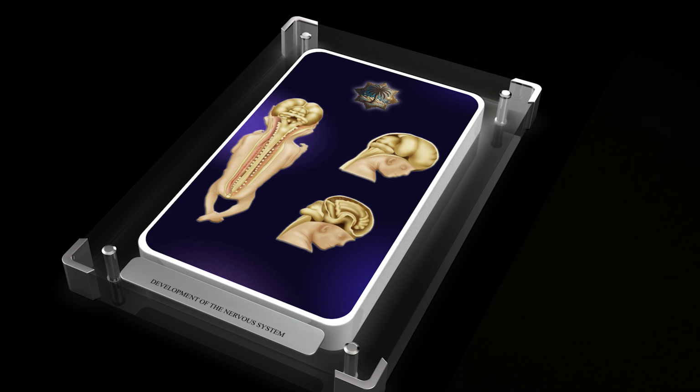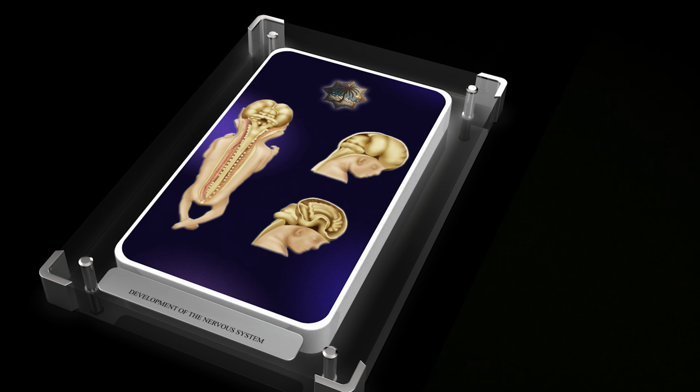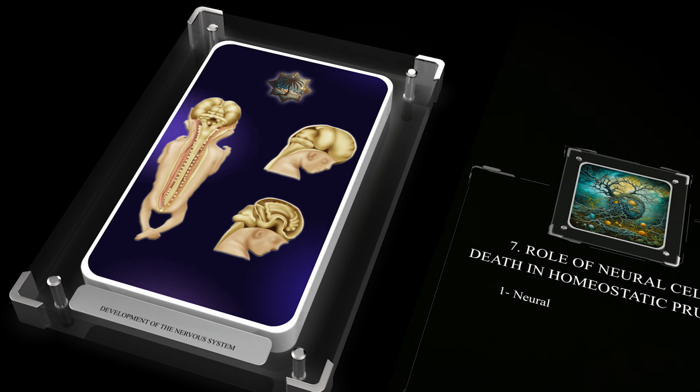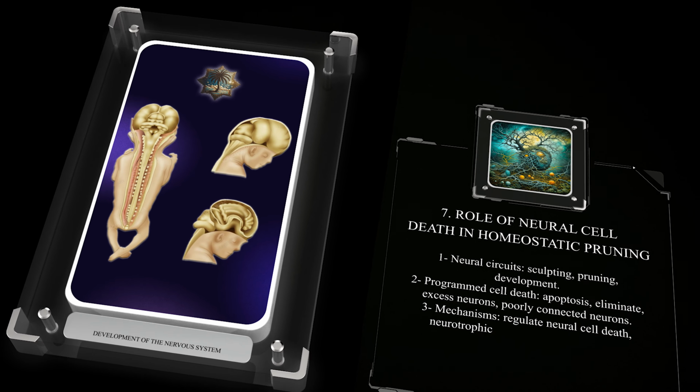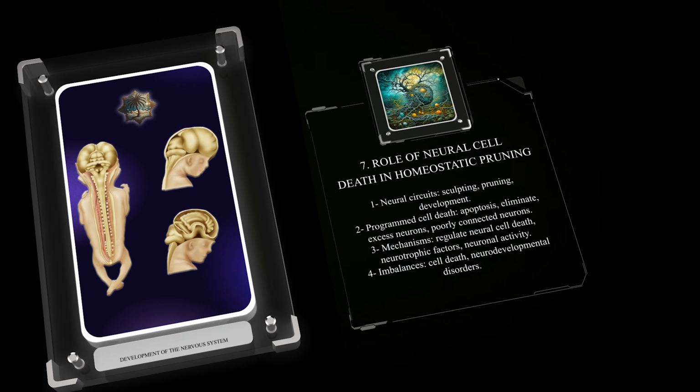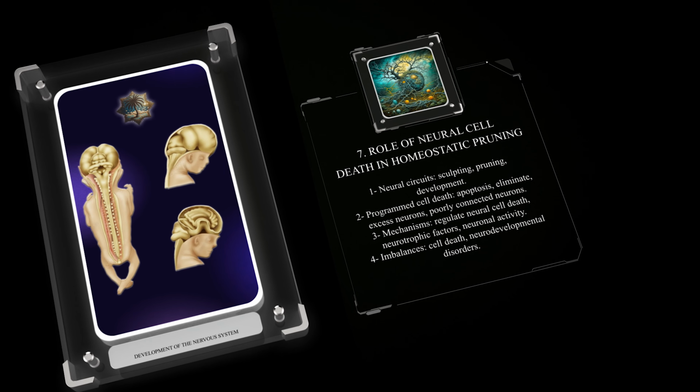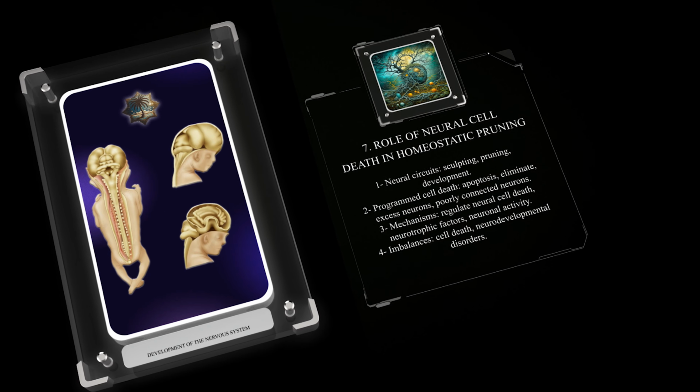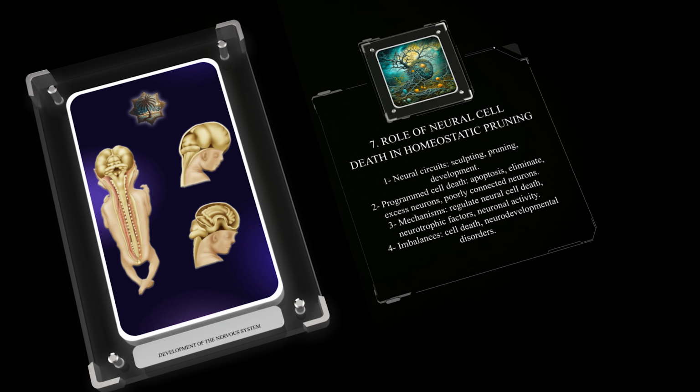Neural circuits undergo precise sculpting and pruning during development. Programmed cell death, or apoptosis, helps eliminate excess or poorly connected neurons. Various mechanisms regulate neural cell death, including neurotrophic factors and neuronal activity. Imbalances in cell death can lead to neurodevelopmental disorders.